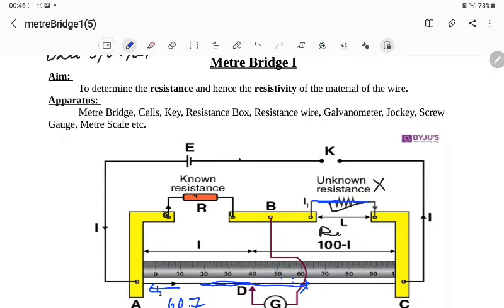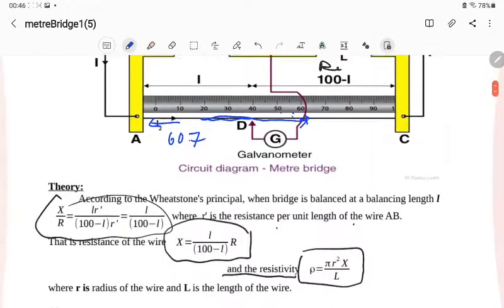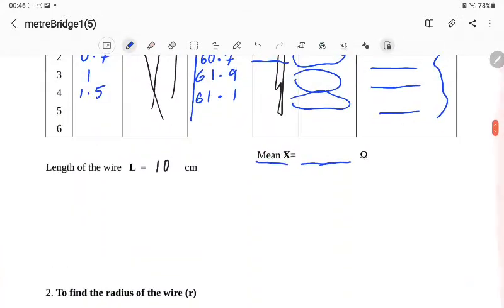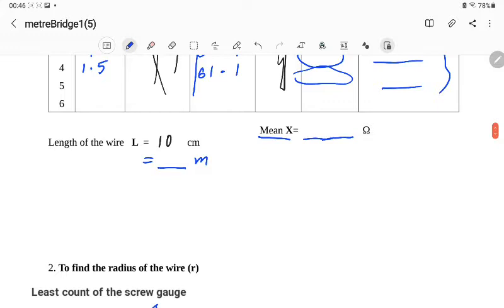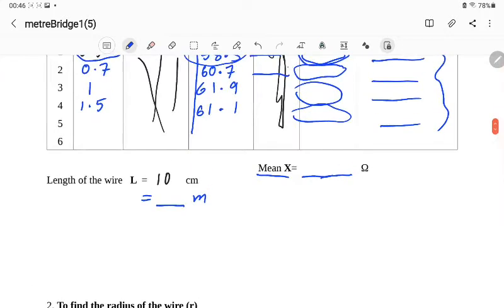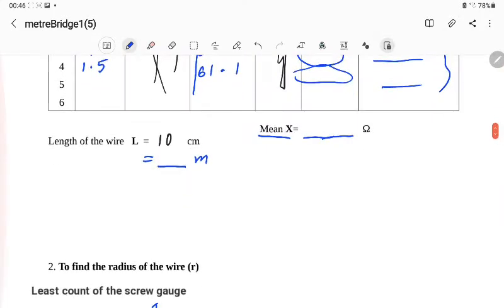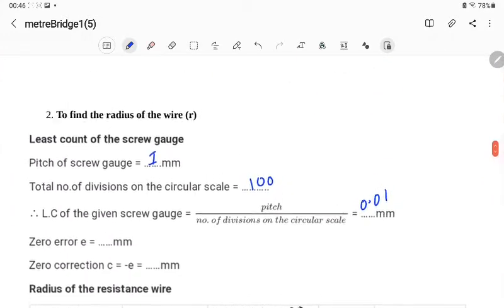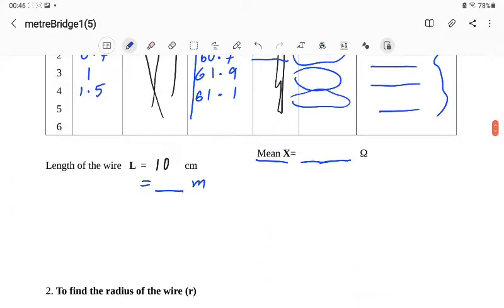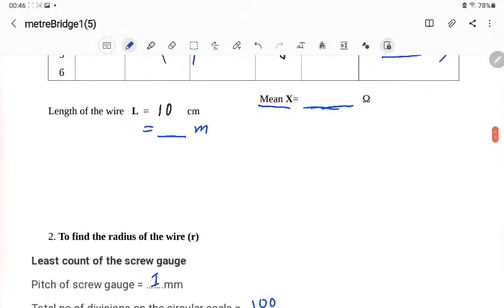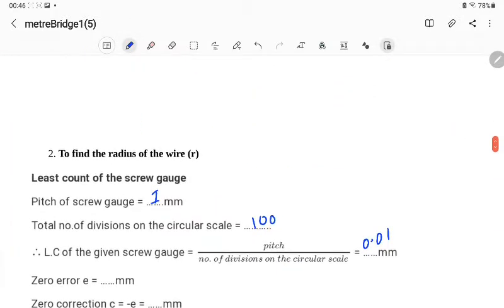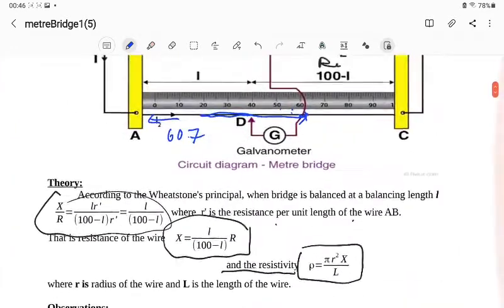What is the length of the wire given to you? Let's say this length of wire is 10 centimeter, so you convert into meter because everything will be calculated in meter. Now write the mean here. Okay, now how to find the radius of the wire, the small wire.